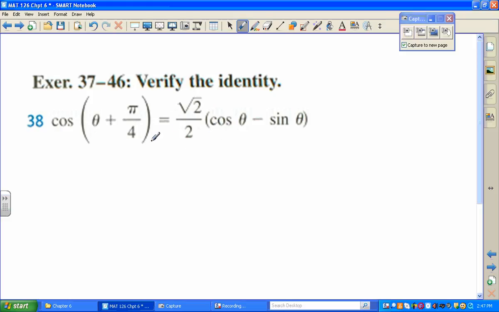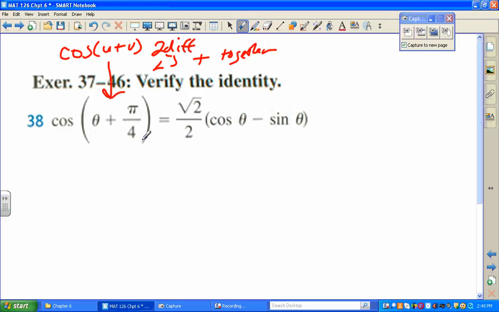Verify the identity. There's a good choice, and there's a bad choice to start. Depending on how strong you are, there's an obvious choice. Now, I still don't understand how people can't see this as an identity for the left-hand side. You see how you have two angles added together? Are they different? That's what this says. Two different angles added together. That's what it says mathematically.